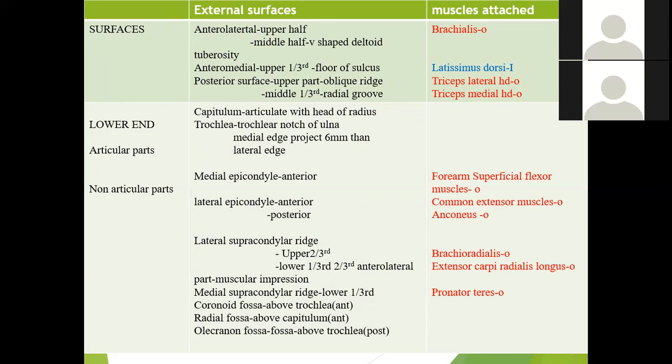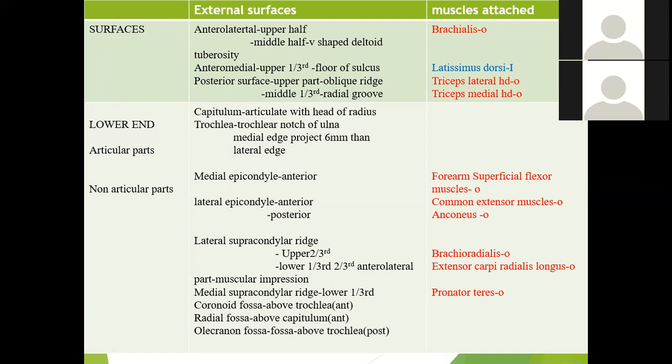The lower end is divided into two parts. See the features: articular parts and non-articular part. What are the articular parts? Articular parts articulate with the radius bone and the ulna bone below. The first articular part is the capitulum, and the next one is the trochlea. The capitulum articulates with the head of the radius.